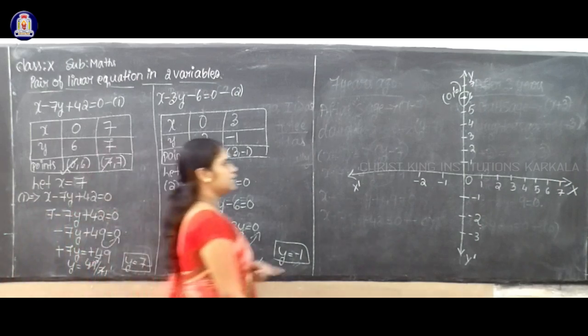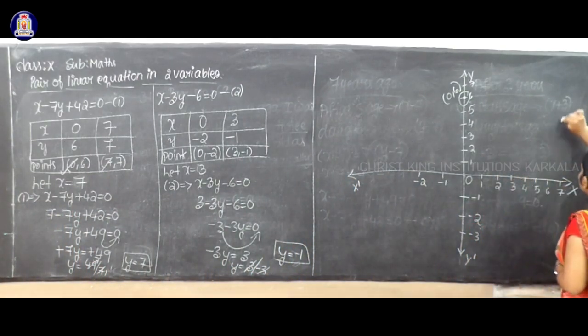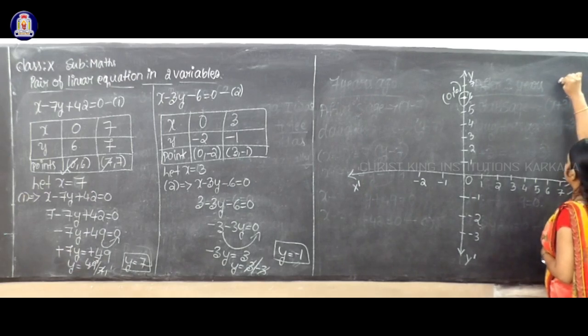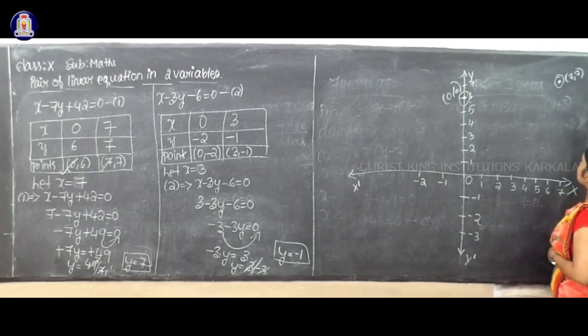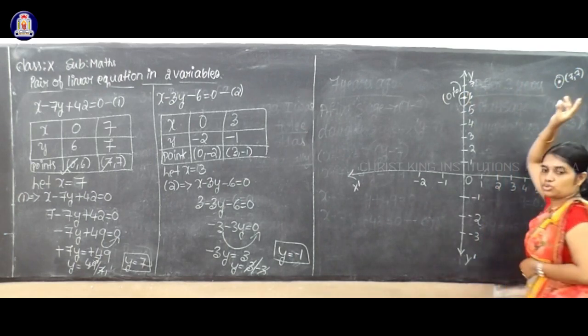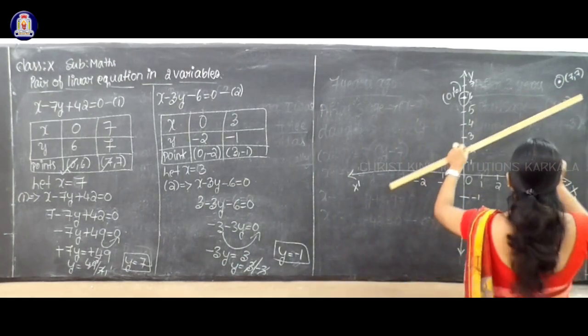Okay. Along the x-axis 7. Along the y-axis also 7. So therefore, what is the coordinate of this point? 7, 7. Okay. So now join these 2 points. Yes, we'll join those 2 points.